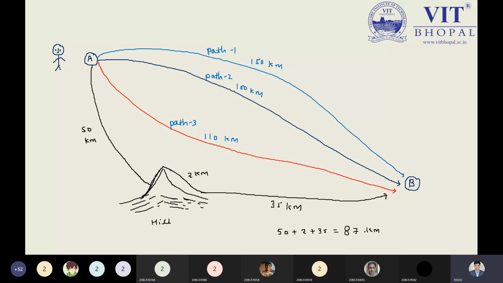So out of the 150, 100 and 110, among all these kinds of kilometers, 87 kilometers is the better path I can choose. Just tell me right now, which path you will choose? That is a new path that is supported by climbing the hill. Is it true? Yes, sir.